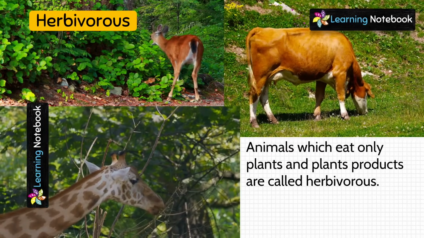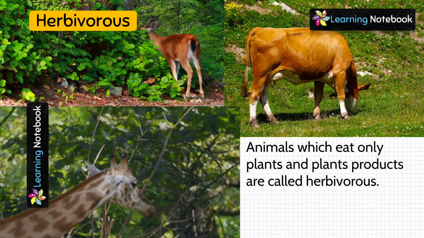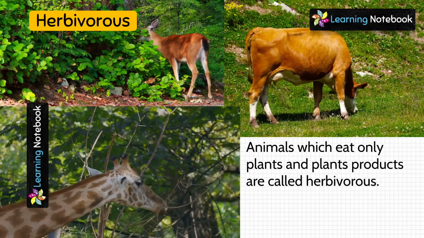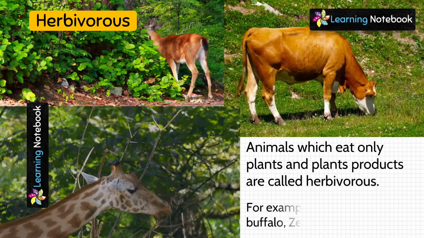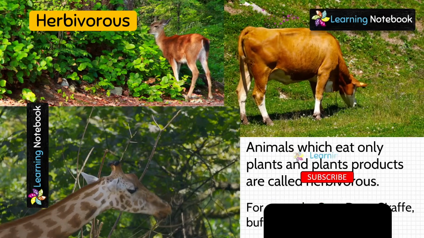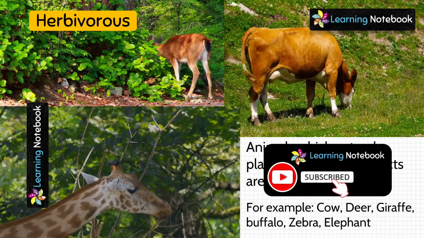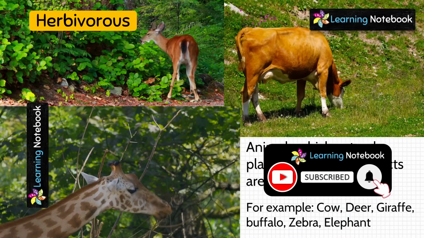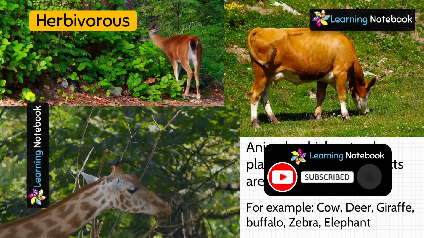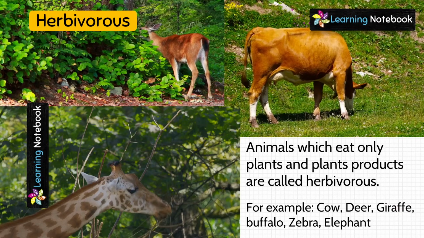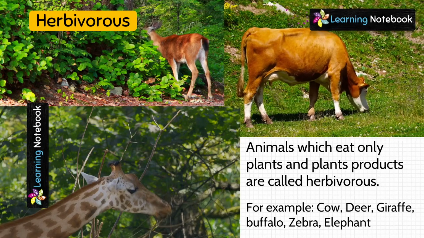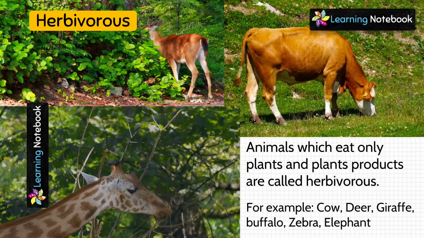Animals which eat only plants and plant products are called herbivorous animals. For example, cow, deer, giraffe, buffalo, zebra, elephant. All of them are herbivorous animals because they eat only plants and plant products.